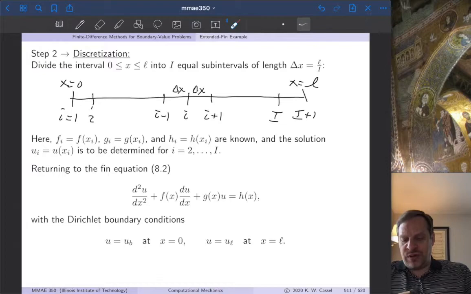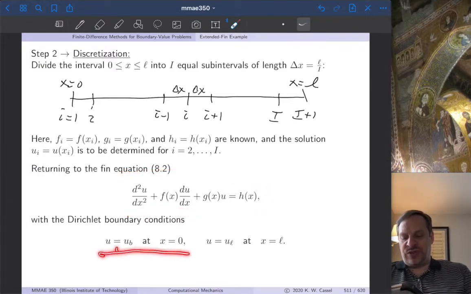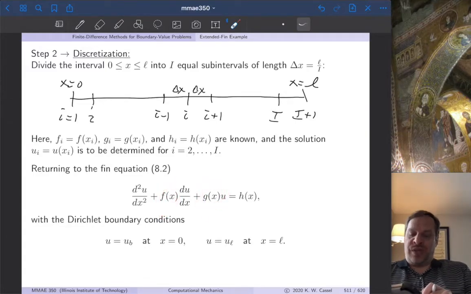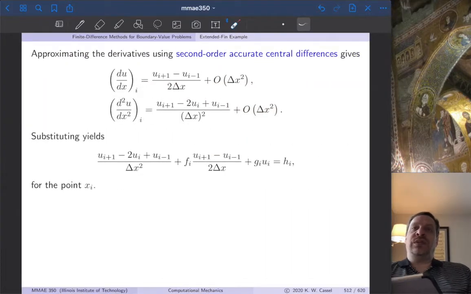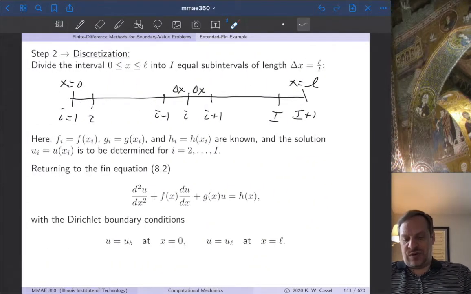So here's our finite equation, just like we had before. Here are the boundary conditions. U is ub and u is ul at the left and the right end respectively. We know the f and the g from before. So now we're ready to finite difference this thing using the finite differences that we derived in chapter 7. So here we go. We have a first derivative and a second derivative. You see those here.